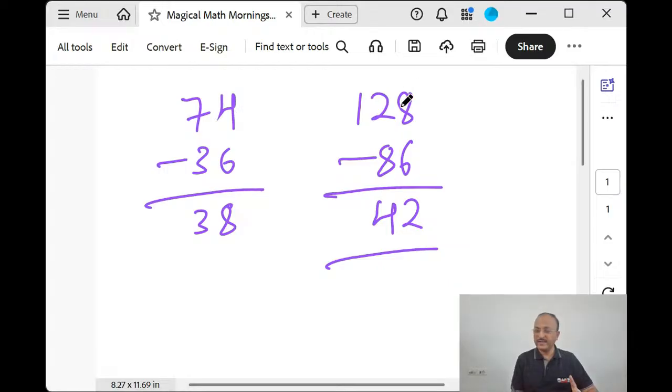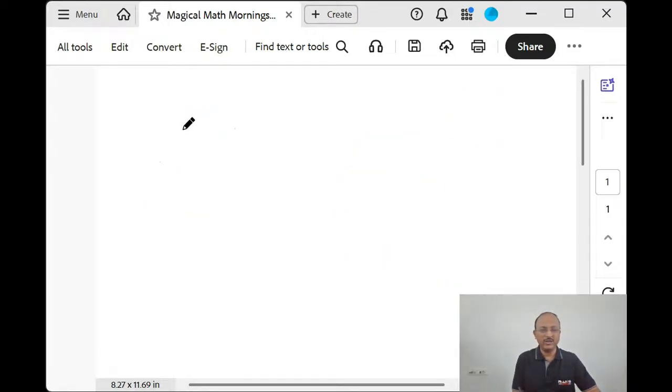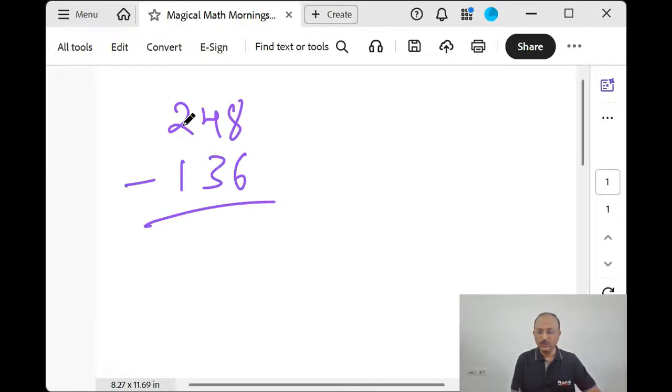For this, we can use yesterday's trick also, because this is 28 above 100. This is 14 below 100. 28 plus 14 is 42. That is much easier, but we can use this trick also. But subtraction is always taking time, correct? Even if you want to consider 248 minus 136. What we do? 248 minus 100 is 148, minus 30 is 118, minus 6 is 112.